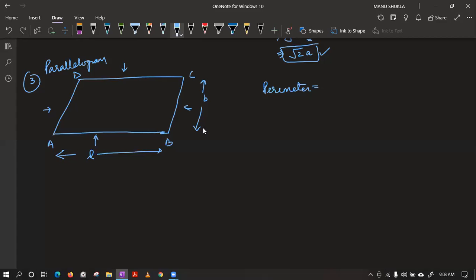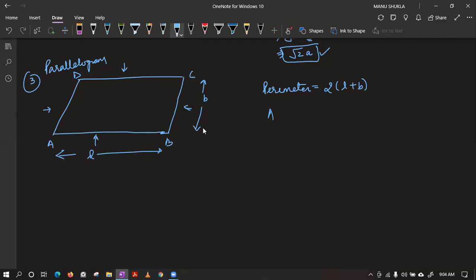Please try. Joel is saying adjacent angles add up to 180. Yes, it is supplementary. Very good, Joel. There are many properties we will discuss. First, tell me about the perimeter of the parallelogram. Yes, it will be the same only because it is a boundary. So it will be the same, twice L plus B.